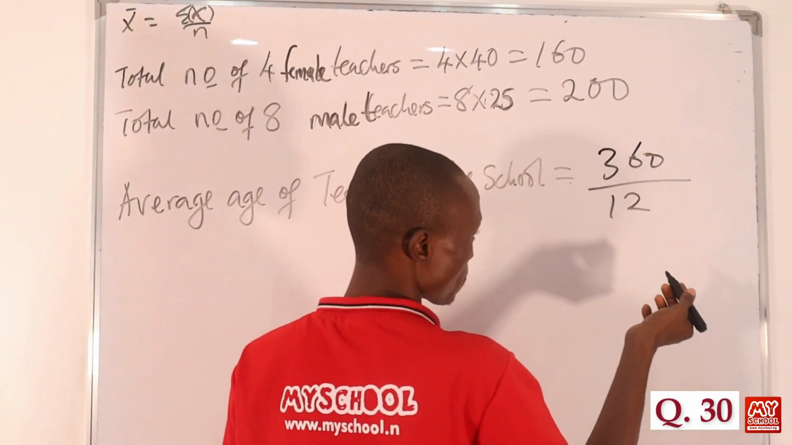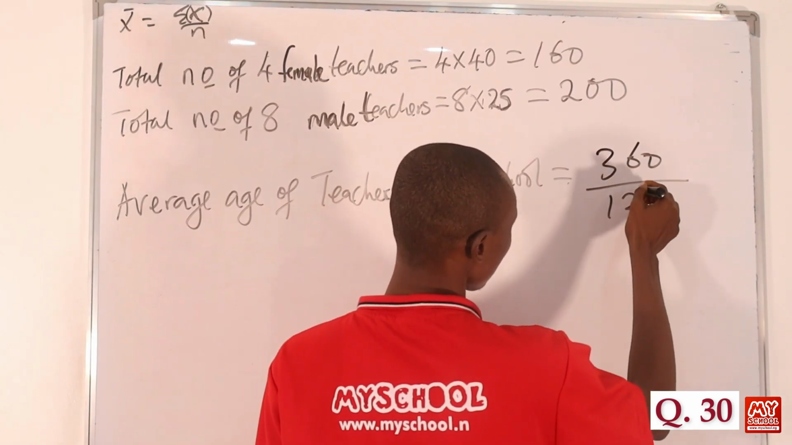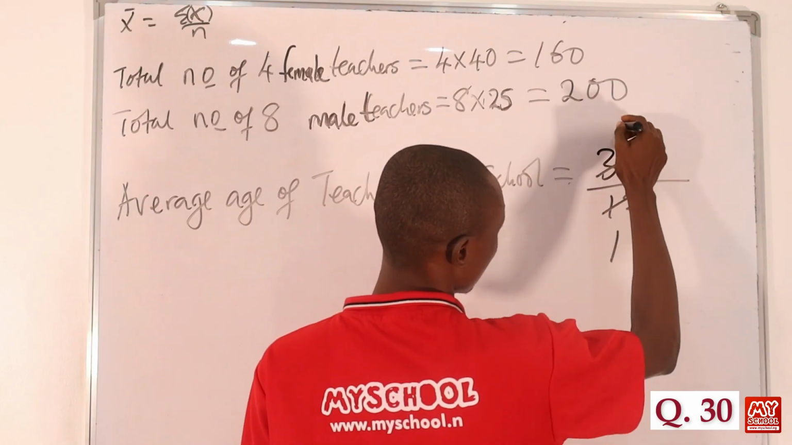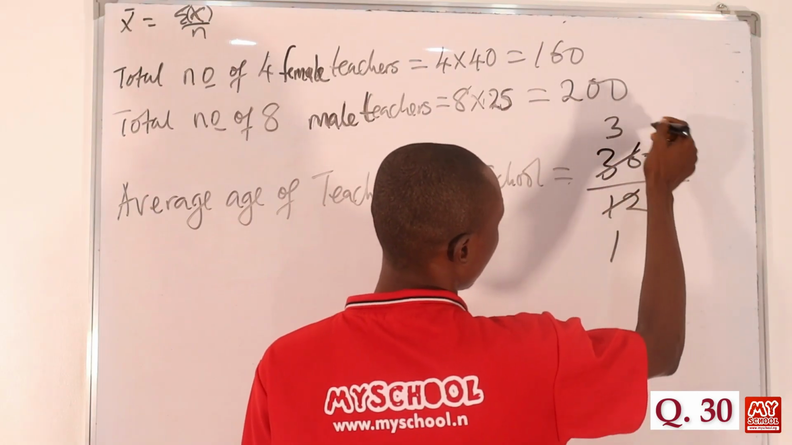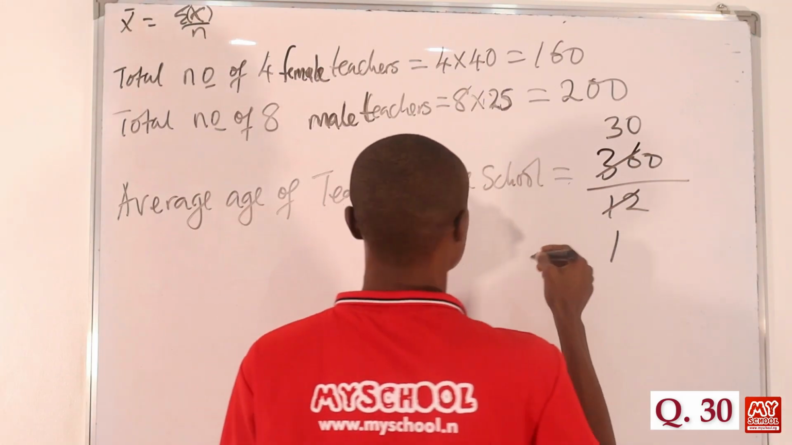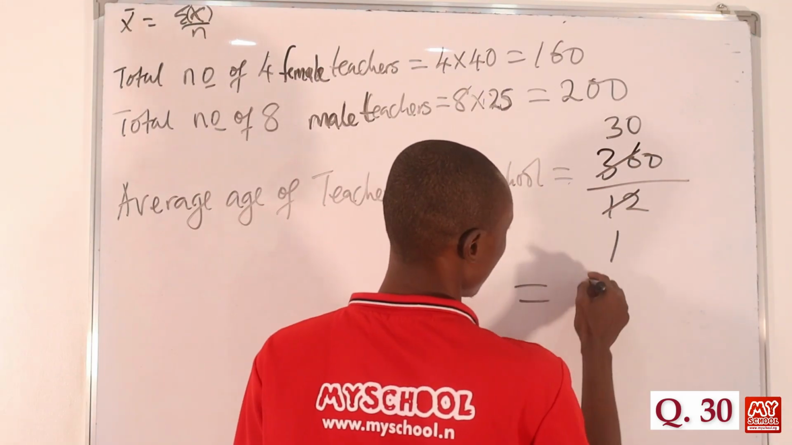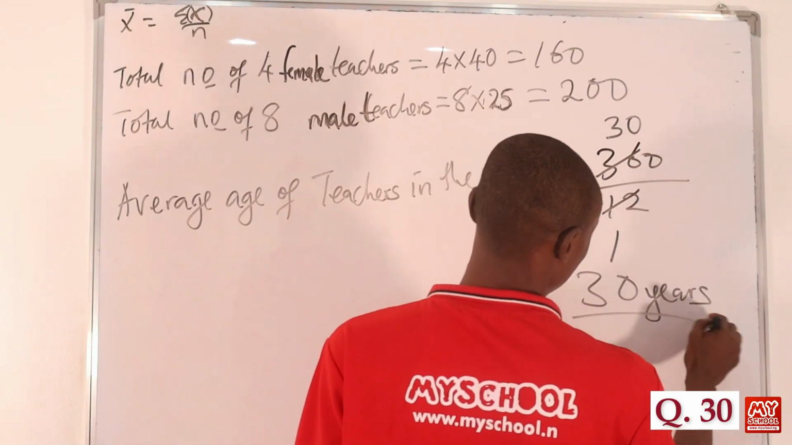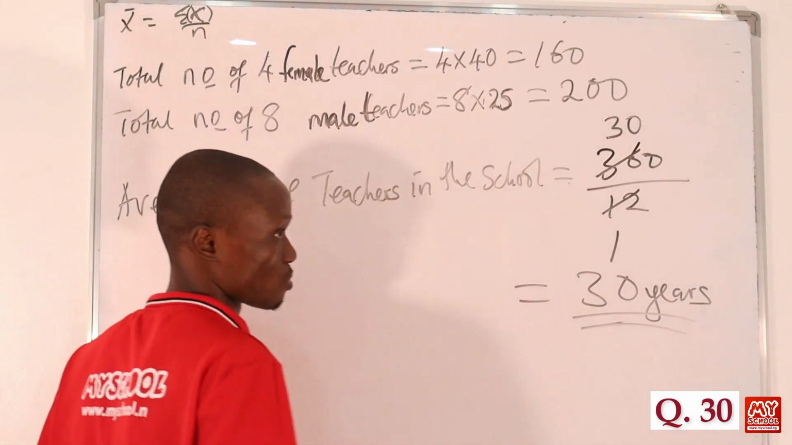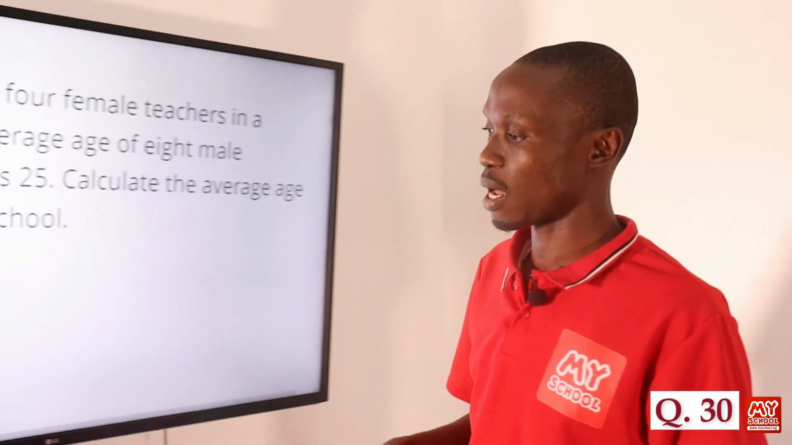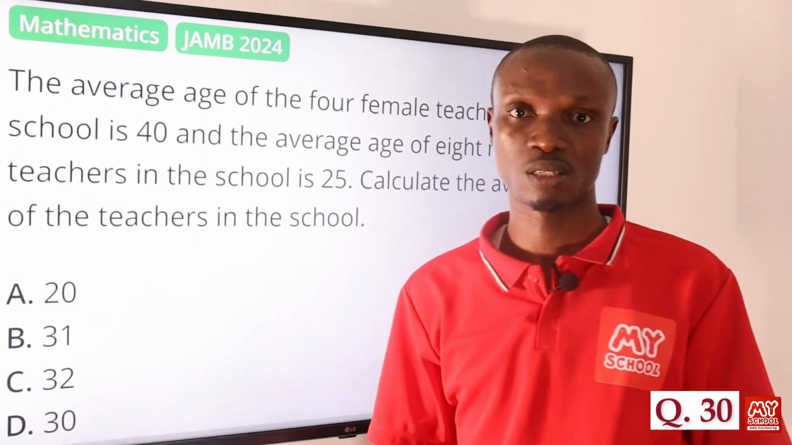So we divide here, okay? So 12 here is going to give us 1. 12 here is going to give us 3, okay? Then, and 0, that is 30, right? So let's return back to the school. So the average age of teachers in the school is equal to 30 years, okay? It's equal to 30 years since they are talking about age. So let's return back to the screen to pick the correct answer to this question, okay? And that is option D, 30.